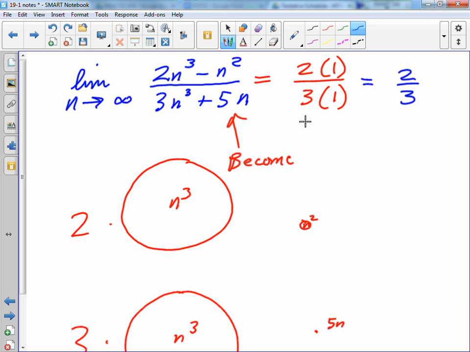And the fast way for you to do that without making yourself crazy is just, if this is the same magnitude as this, whatever coefficients are out here are going to be your limit. If these aren't the same magnitude, let's do one like that.